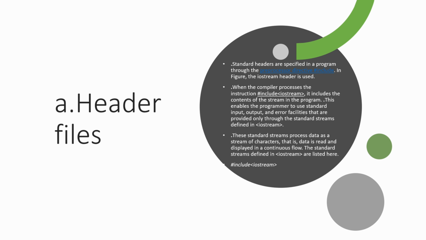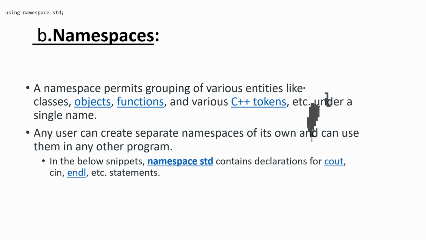That means input output stream. We use cin and cout, right? To use the cin and cout functions in your program, we have to write hash include iostream. These standard streams process data as a stream of characters. That is, data is read and displayed in a continuous flow. The standard streams defined in iostream are listed here.